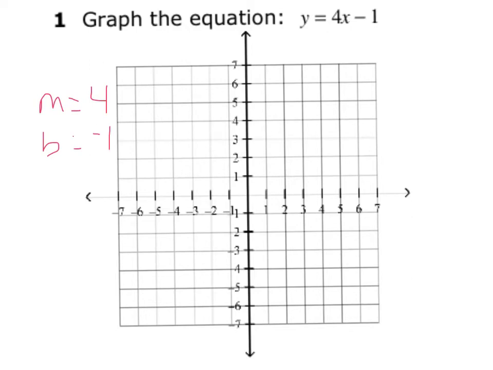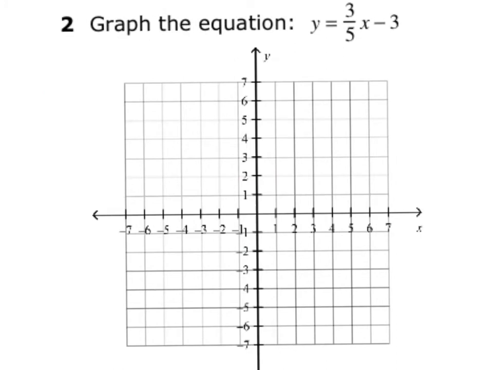So that means we're going to start at negative 1 on our graph, and we are going to go up 4 and over 1. 1, 2, 3, 4 over 1. And then we're going to go up 4 more from that point and over 1. And then backwards, so down 4 and backwards 1. We will draw a line through these points. And that's the graph for y equals 4x minus 1.